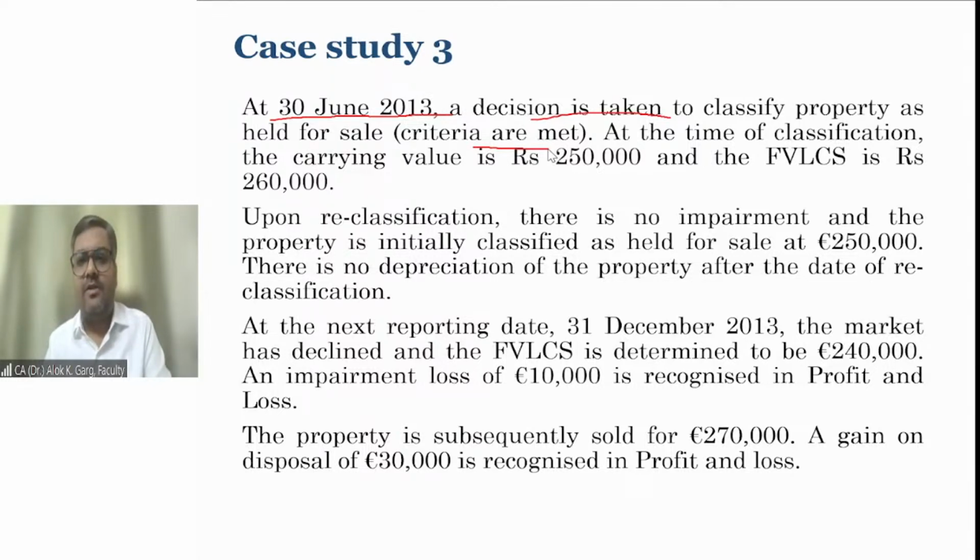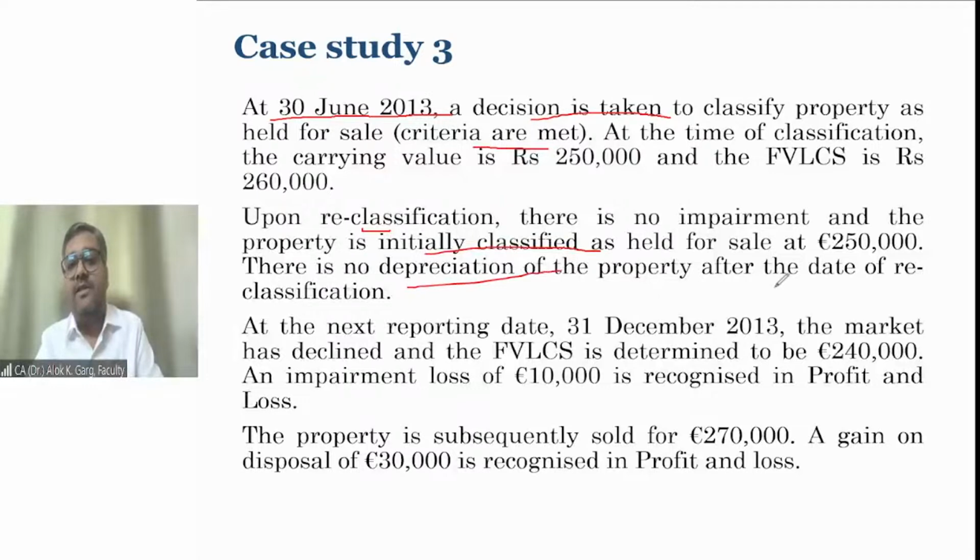Is there any impairment loss in this case? In this case, there will not be any impairment loss. Why? Because the fair value less cost to sell is higher than the carrying value, and that is why there is no impairment. Upon reclassification, there is no impairment and the property is initially classified as held for sale at 2,50,000. That is what is written in the question. So this question is there and the answer is also there.